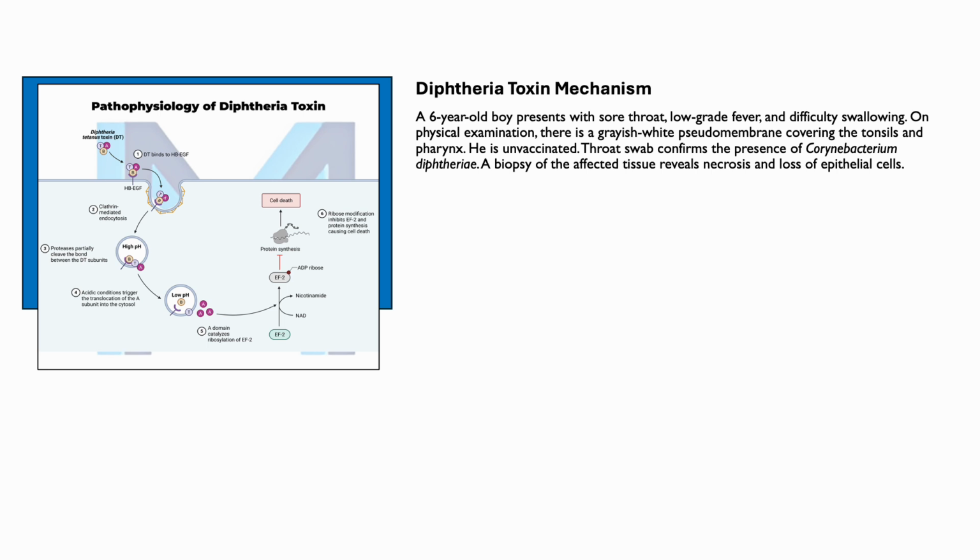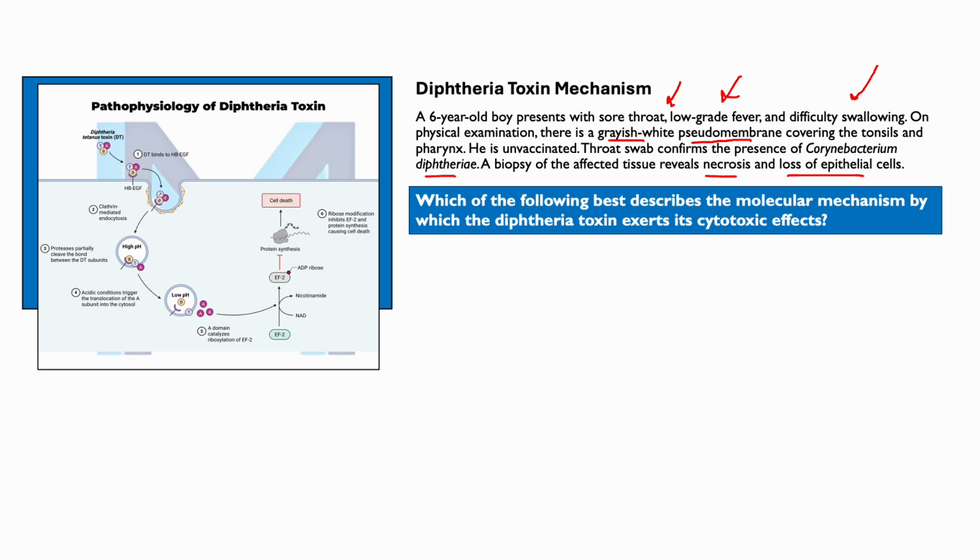A 6-year-old boy presents with sore throat, low-grade fever, and difficulty swallowing. On physical examination, there is a grayish-white pseudomembrane covering the tonsils and pharynx. He is unvaccinated. A throat swab confirms the presence of Corynebacterium diphtheriae. A biopsy of the affected tissue reveals necrosis and loss of epithelial cells. Now, which of the following best describes the molecular mechanism by which the diphtheria toxin exerts its cytotoxic effects?